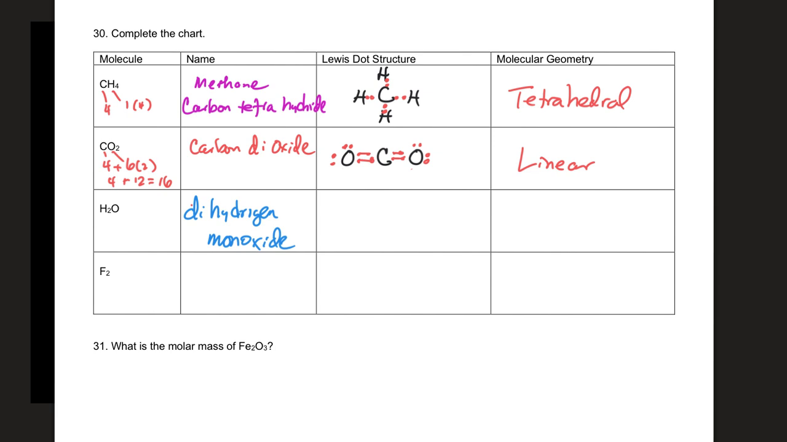The common name is water, though. So let's go ahead and do electrons. For the electrons here, that is 2 for the hydrogen. For the oxygen, that's 6. So that gives us a total of 8 electrons to use for the Lewis dot structure. So let's go ahead and get that done.